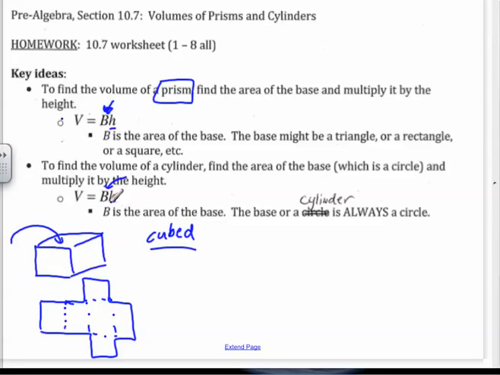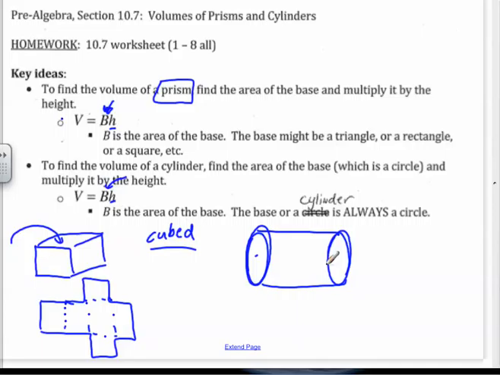Now, there's something I want you to remember and think about. When we say base, I don't mean the thing that's on the bottom, because it may not be on the bottom. This cylinder may be turned to the side like this. That doesn't mean the base is a rectangle or a line or whatever. A base is the shape that's the same on one end and the other.